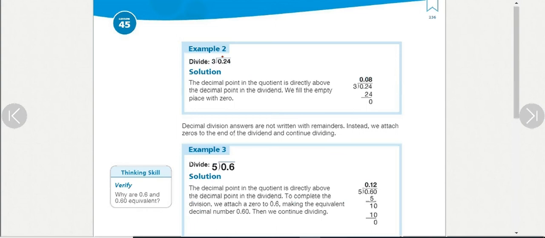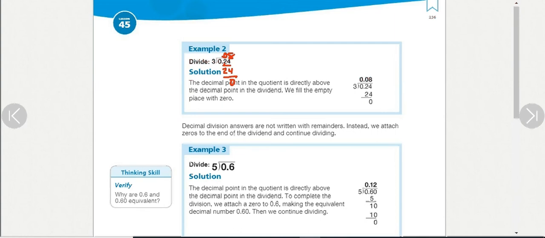Now 3 goes into 2? Nope. So we have to actually put a 0 here and move our divisor now into 24. Well, that goes in evenly 8 times. And there's not going to be anything left. It's going to be 0. So 8 tenths here, right?